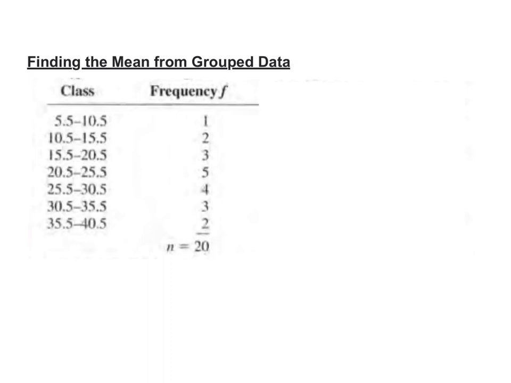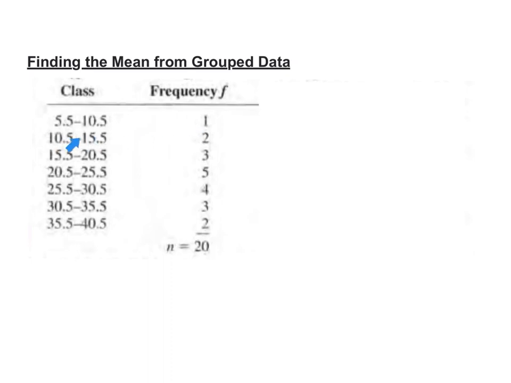Right. We don't know the actual data values. All we know is one data value appears in this class. We just don't know what it is. It could be anywhere from 5.5 to 10.5. But it's in here. There's one of them. But we don't know what it is. So we have to assimilate somehow. Okay? Same thing down here.